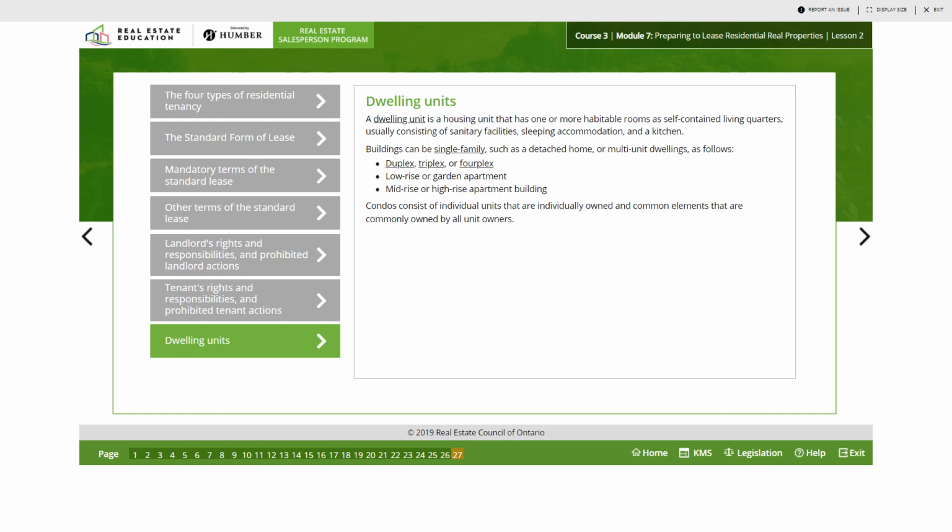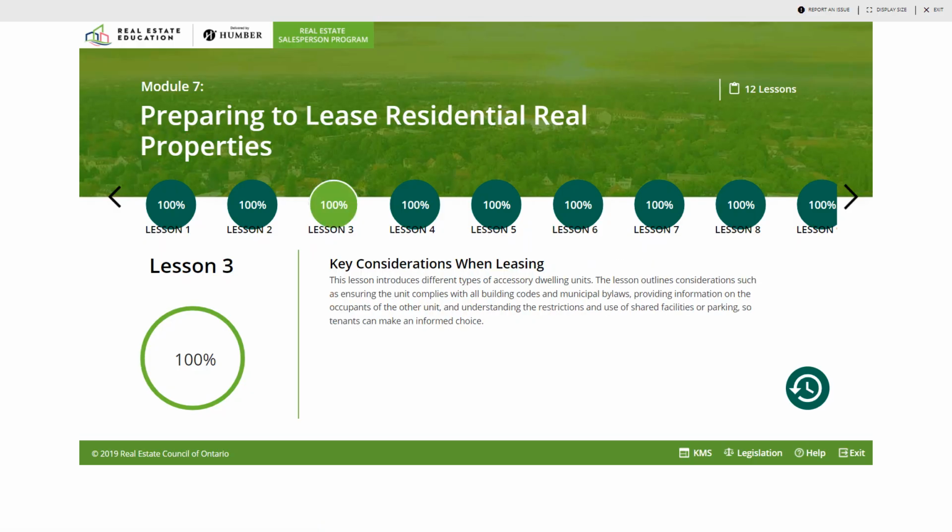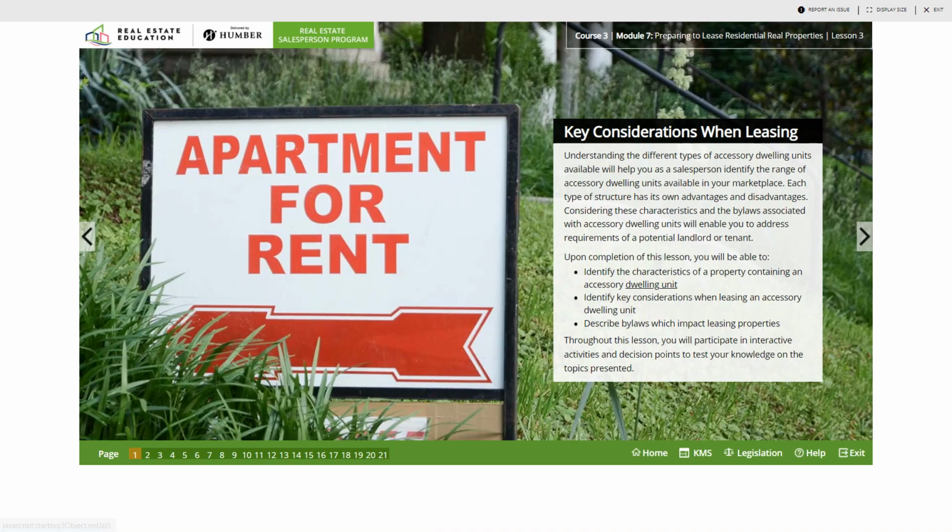Moving on to lesson 3. Key considerations when leasing.